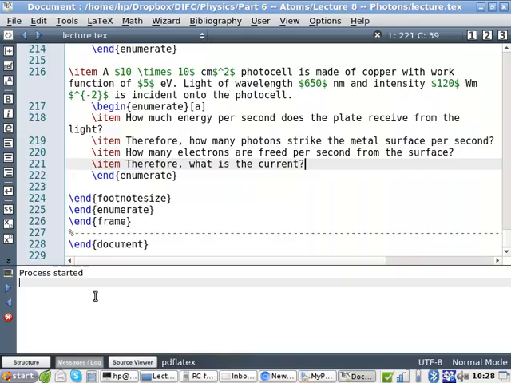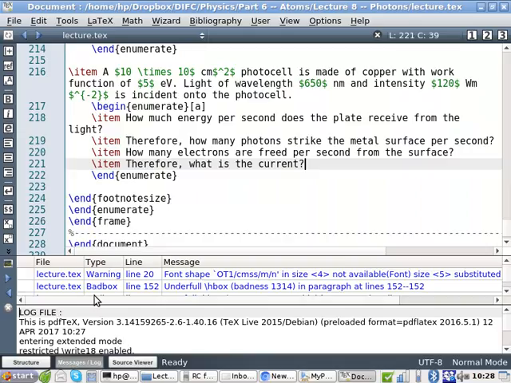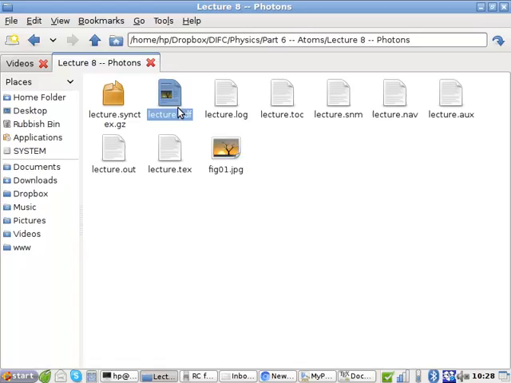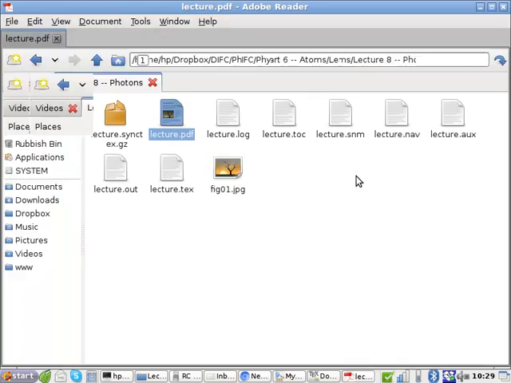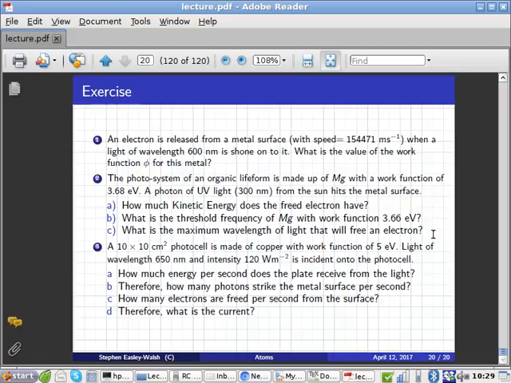A 10 by 10 centimeter square photocell, that's like a little solar panel, it's made up of copper which has a work function of 5 electron volts. Then some light with intensity of 120 watts per square meter is shone onto the photocell. So what you have here is a piece of copper, 10 by 10, some light shines on it, there's a work function of 5 electron volts for the electrons. So first thing I want you to do, tell me how much energy per second does the plate receive from the light.